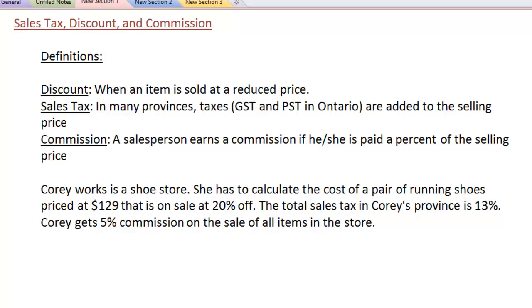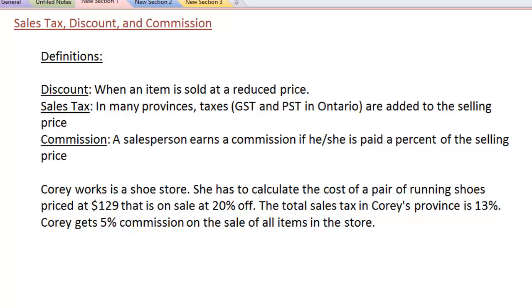The commission: a salesperson earns a commission if he or she is paid a percent of the selling price. So if you are working in real estate, let's say you sell a house or buy a house, there is a commission to encourage this salesperson to buy more or to sell more houses. They give the salesperson some percentage of the selling price.